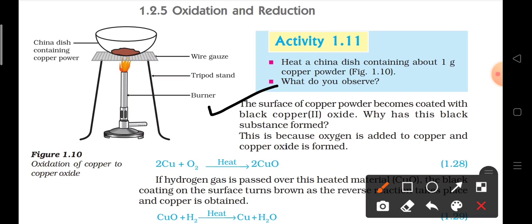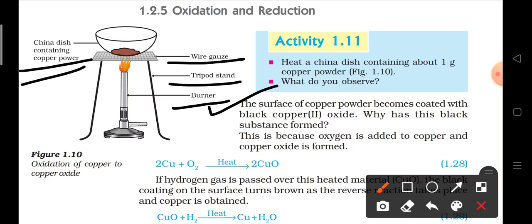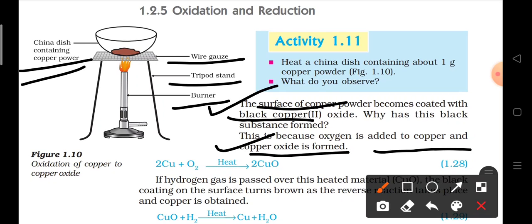Here, what we have is a china dish containing copper powder, a wire gauze, a tripod stand, and a Bunsen burner. Now, what is happening over here? We are heating the copper powder. The surface of the copper powder becomes coated with black copper oxide. When we heat copper powder in the presence of oxygen, copper oxide is formed, due to which the black coating is being observed over here. This is because oxygen is added to the copper and copper oxide is formed.